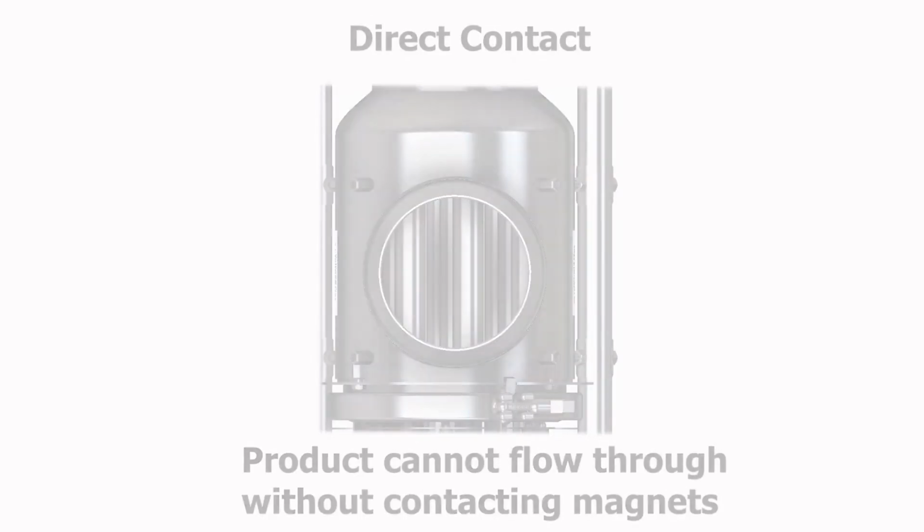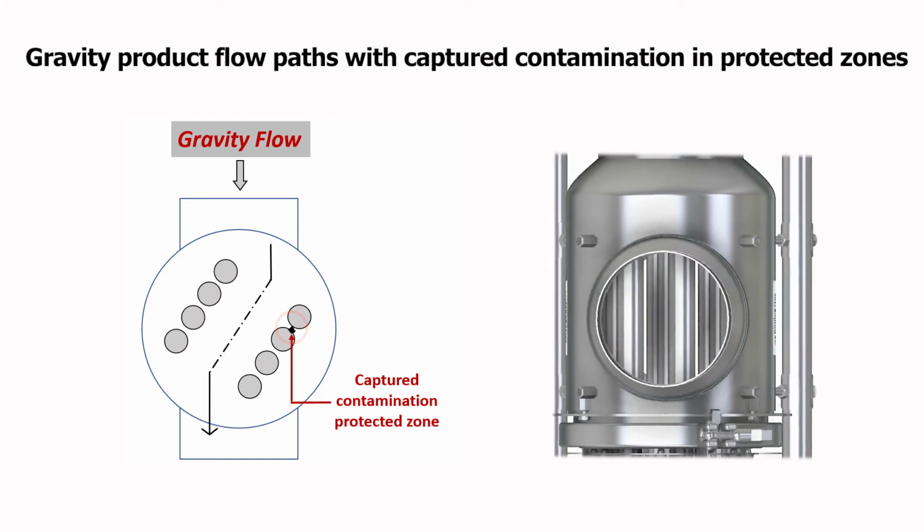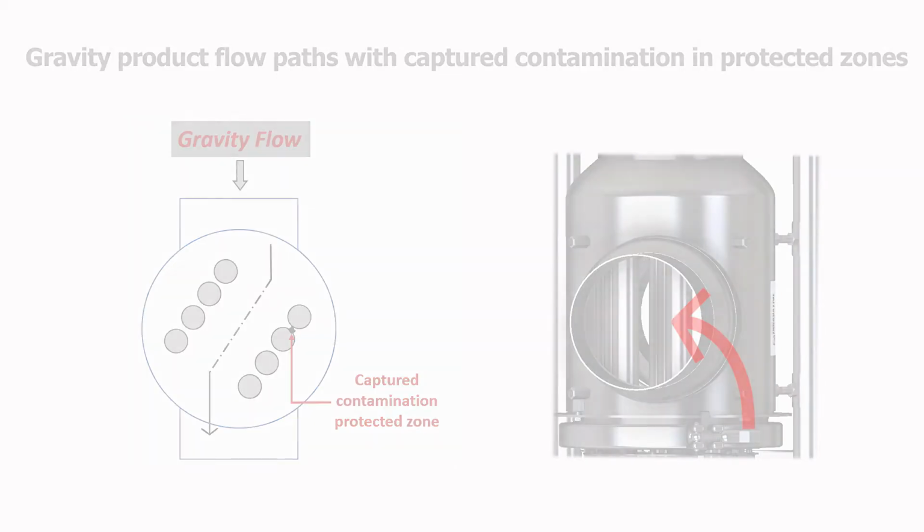The gravity flow direction of product is protected similar to the pneumatic magnet, with contamination protected the same. Flow path is widened, allowing products with lumps to easily pass.